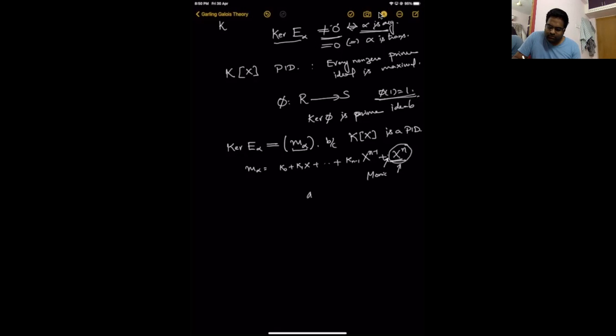So monomials are of the form a x to the power of i. These are monomials, and this is called the coefficient. The highest degree is called the degree of the monomial. So the coefficient of the highest degree monomial is 1. Such a polynomial is called monic. Because K is a field, you can always ensure that the polynomial which generates any ideal is monic.